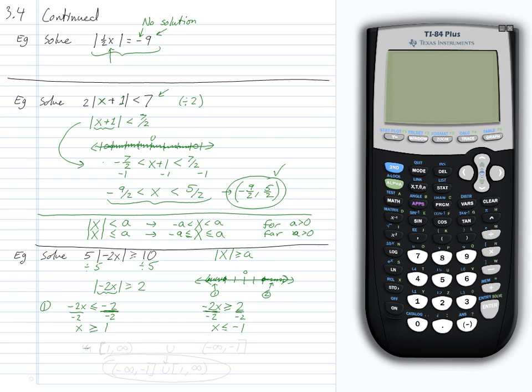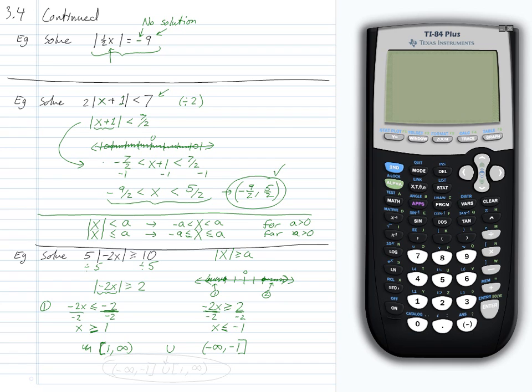We have negative, shouldn't be negative there. I have 1 to infinity, and we are including 1 because the inequality is non-strict. And on the other hand, I have negative infinity up to negative 1, and that is my solution.